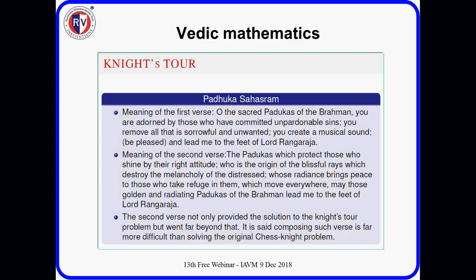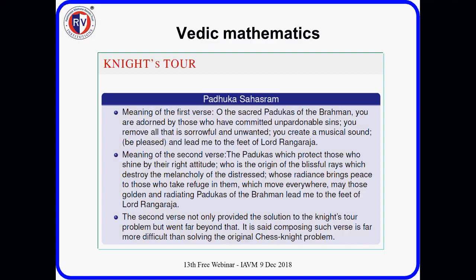When you take the knight's tour and come across the next shloka, this is having a meaning. The Padukas which protect those who shine by their right attitude, who are the origin of the blissful rays, which destroy the melancholy of the distressed, whose radiance brings peace to those who take refuge in them, which move everywhere. May those golden and radiating Padukas of Brahman lead me to the feet of Lord Rangaraja. So he prays to Lord Rangaraja with these.